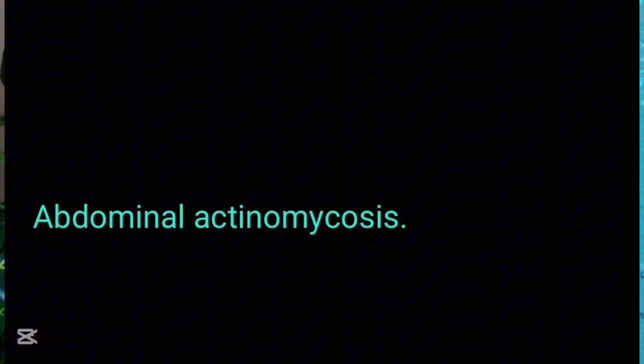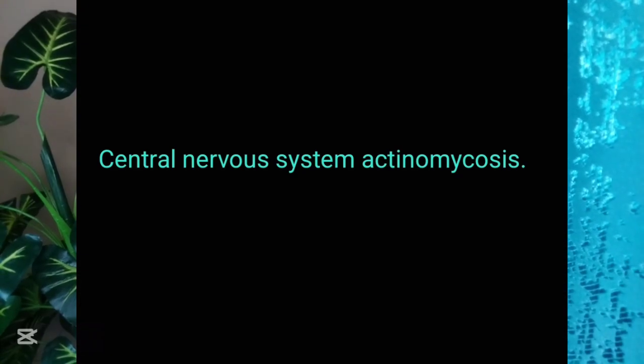The fourth type of actinomycosis is the abdominal actinomycosis, and this usually affects the organs within the abdomen, especially the ileum and the cecum and the liver, although other organs within the abdomen can also be affected, but those three are commonly affected. And finally, the fifth type of actinomycosis is the central nervous system actinomycosis, and this usually affects the brain, and it presents as a single abscess, a single pocket of pus in the brain.